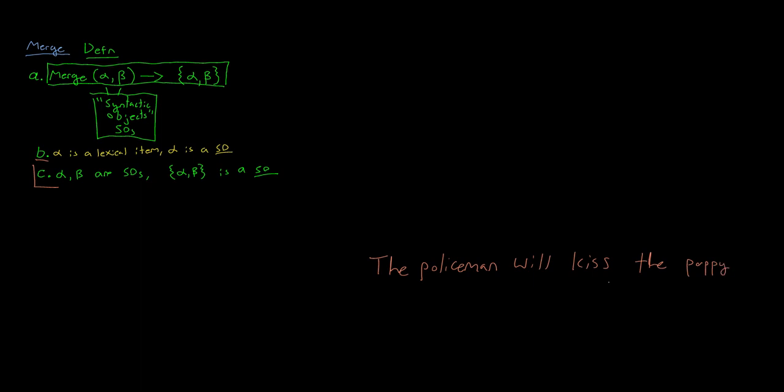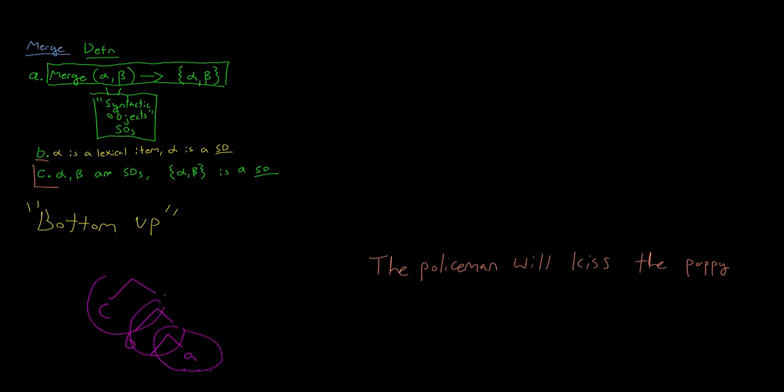Now, the first thing to notice about the way merge operates in a derivation is that it proceeds from the bottom up. And so what this means is that we have a tree that looks something like this. We have A, B, C, and so on. Merge starts down here with A, and then it goes up to B, and then it goes up to C.